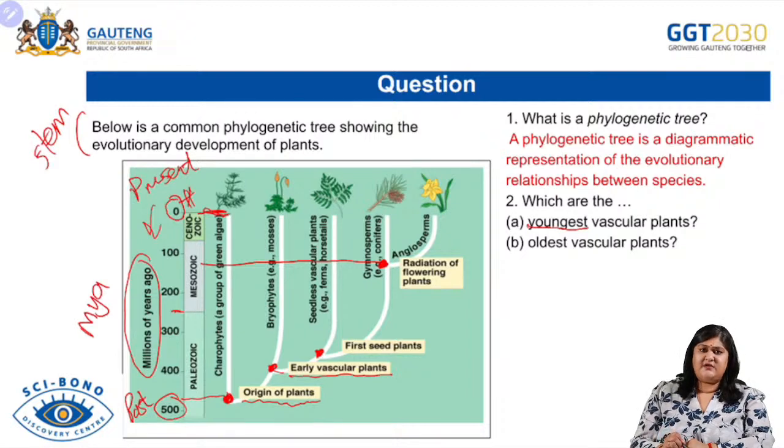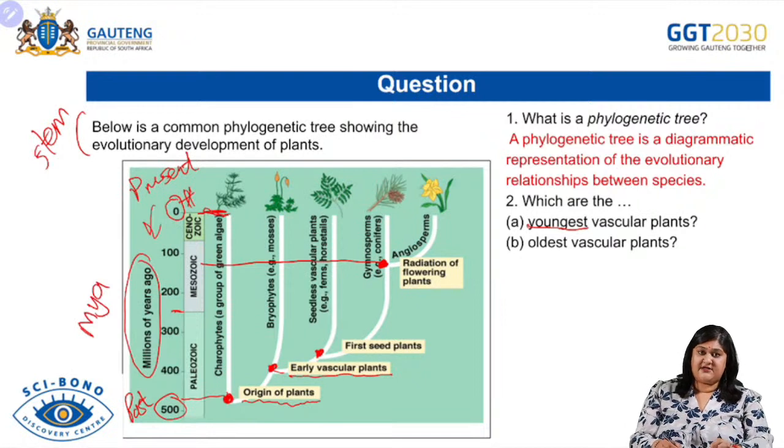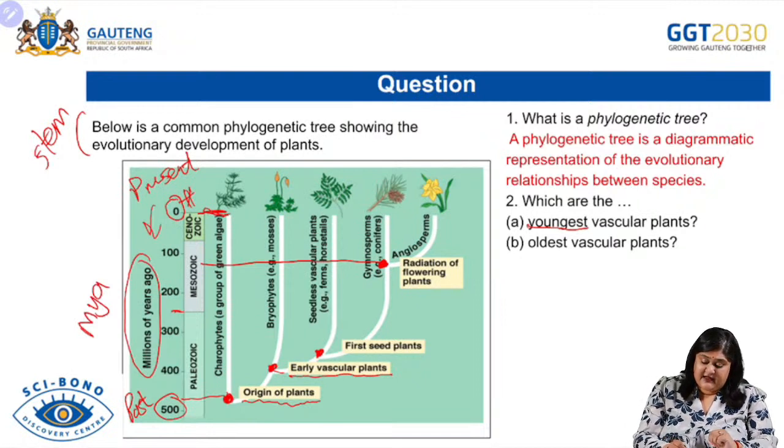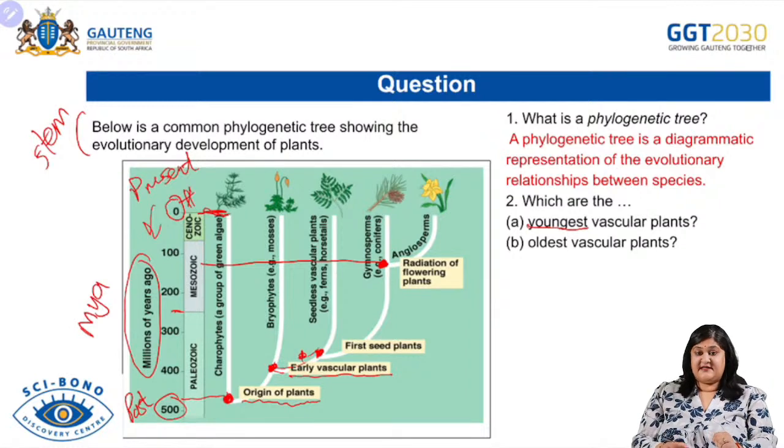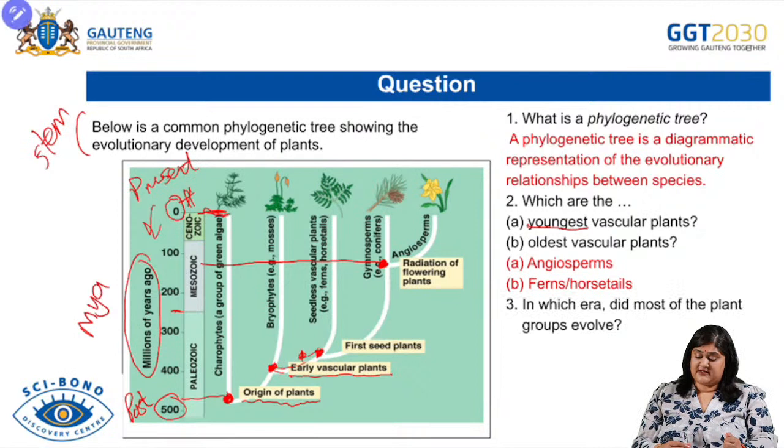Then we have the oldest vascular plants. So now we have to go more back into the past, going lower down into our phylogenetic tree. And we see here that at this point, the early vascular plant, that branch, we have this branch over here. This is where the earlier vascular plants were. And we have the ferns and the horsetails. Let's see if I was right. Yes, that is correct. Okay, so you just go back to your diagram and you try to figure out what they want you to answer.